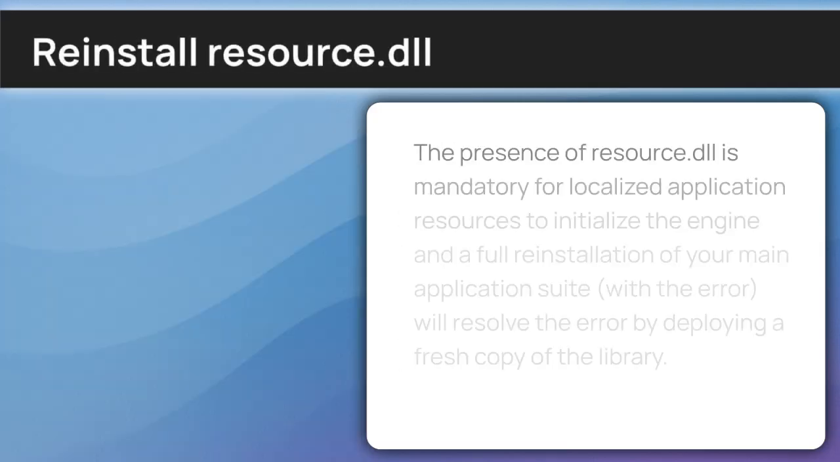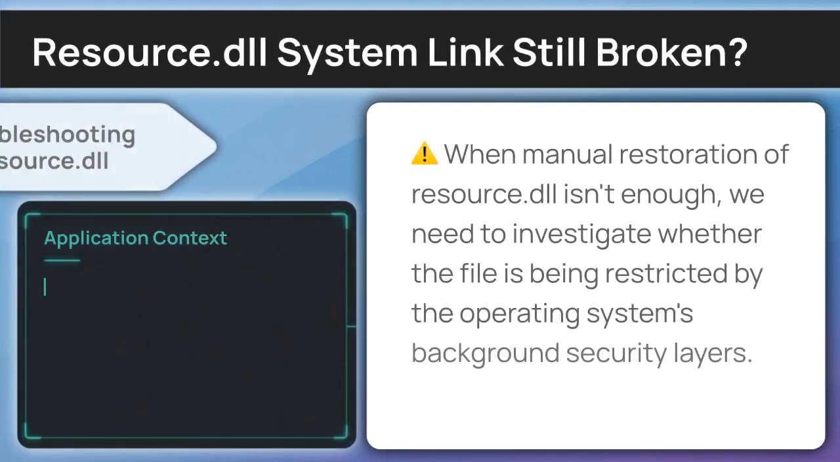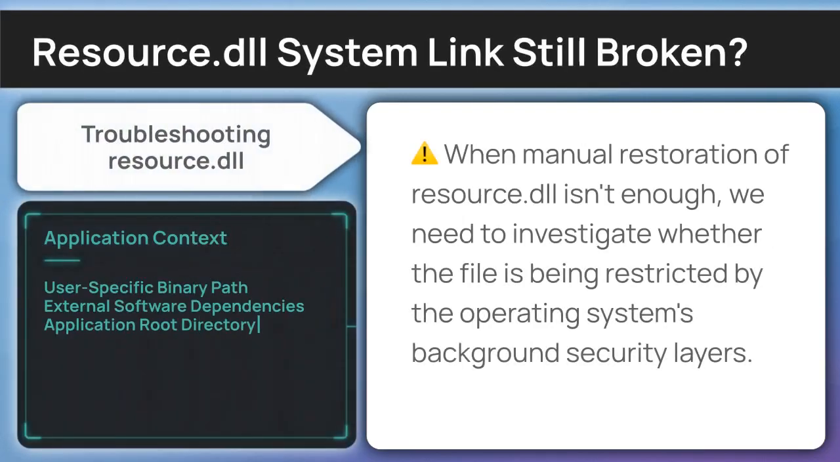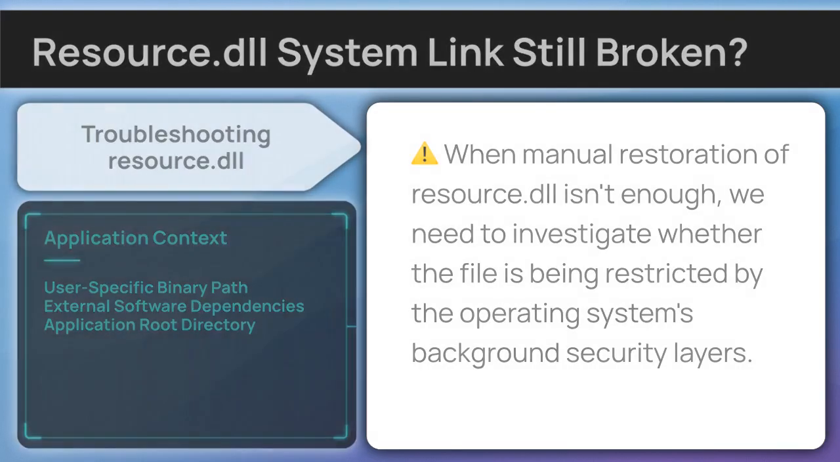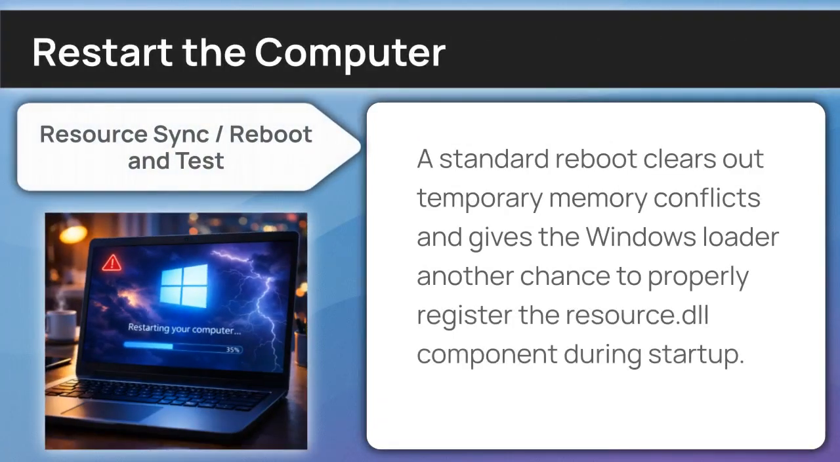The presence of Resource Library DLL is mandatory for localized application resources to initialize the engine, and a full reinstallation of your main application suite, with the error, will resolve the error by deploying a fresh copy of the library. If the redistributable repair didn't resolve the pop-up, the next logical step is to analyze the local environment for process conflicts. A quick system restart is a practical way to ensure that all shared libraries, including Resource Library, are being loaded correctly into the current session's memory.